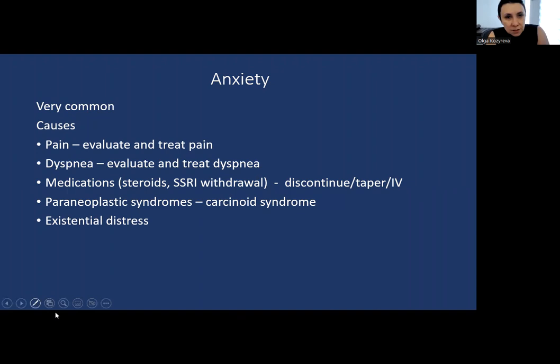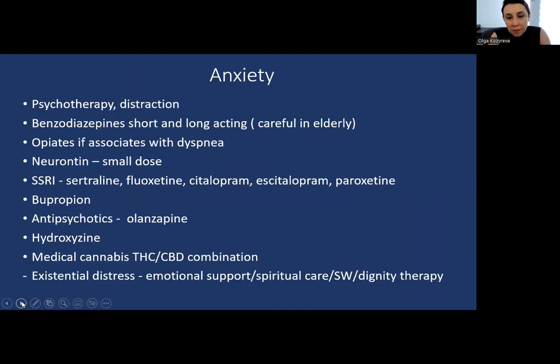So how do we manage anxiety? Of course, it's very important to establish the cause. A lot of the time it's multiple causes, right? Psychotherapy and distraction can work.